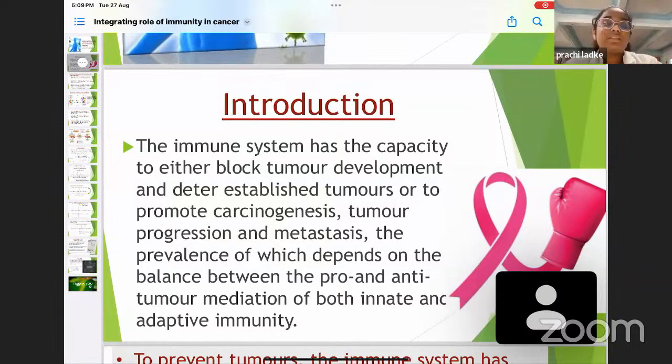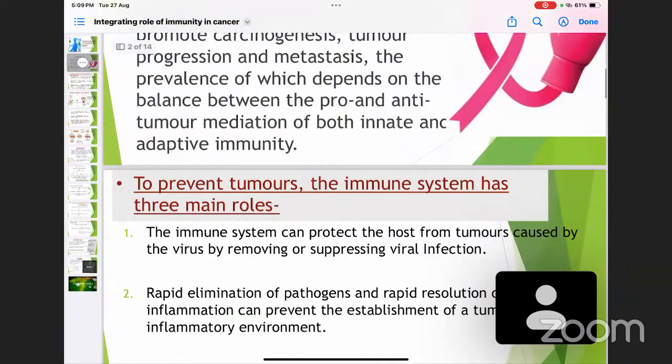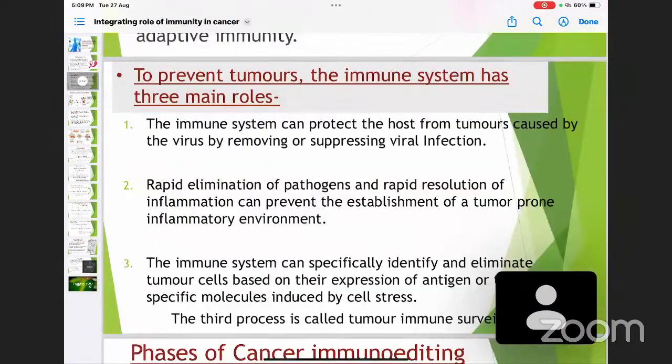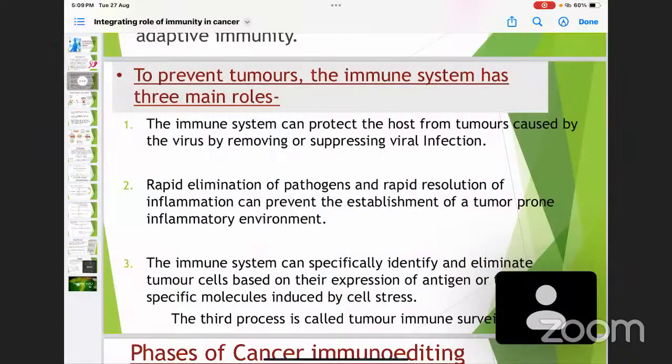Prachi, ma'am, your voice is breaking. So what you do, ma'am, is you turn off your camera. Just turn off your camera so you will have more bandwidth for your voice. Now, ma'am, I'm audible? Yes, you're audible now. But ma'am, your screen sharing is gone. Okay. You can start. Yes, ma'am.